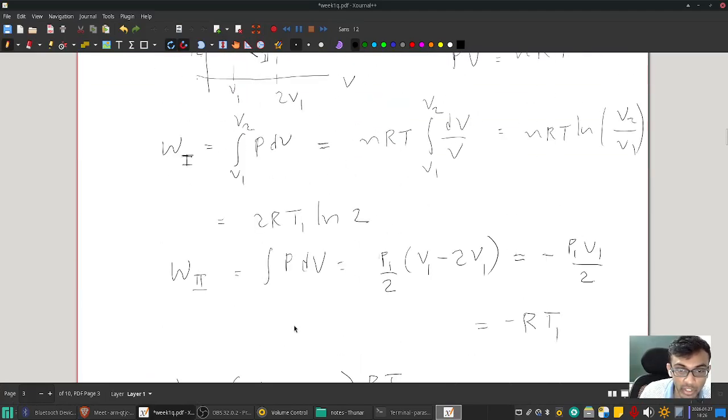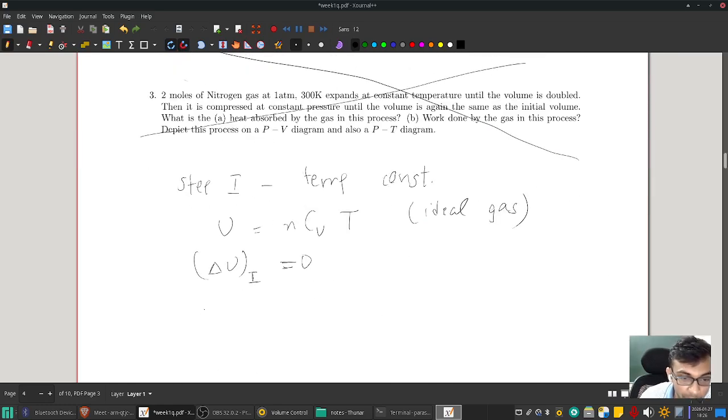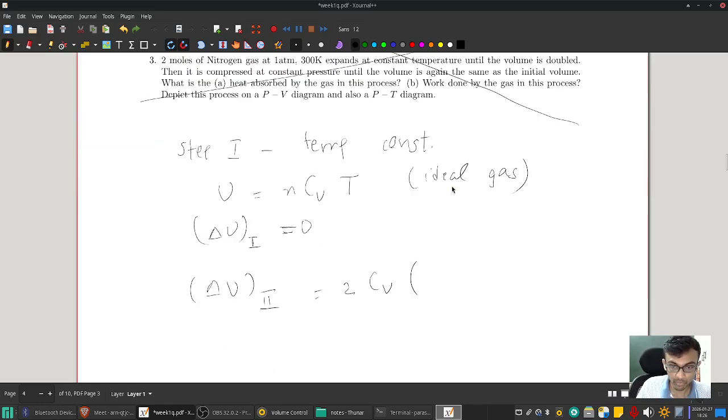Yeah, okay. So this was the change in internal energy in the first step. Now coming to the second step, the change in internal energy in the second step is 2 times CV times the difference of temperature between the final and the initial states in the second step.